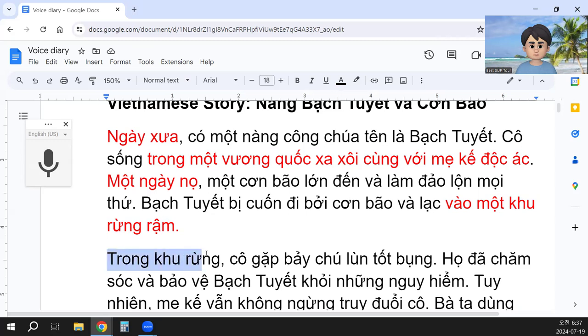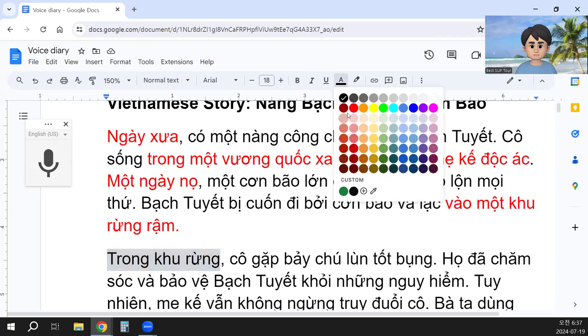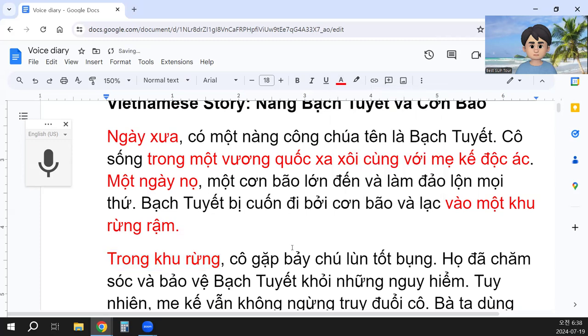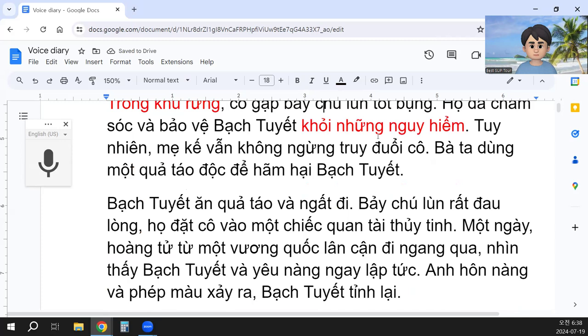In the forest, a dense forest. And she got by to the dwarfs, who protected her from the danger. And "koi nung" is the adverbial phrase with "koi".